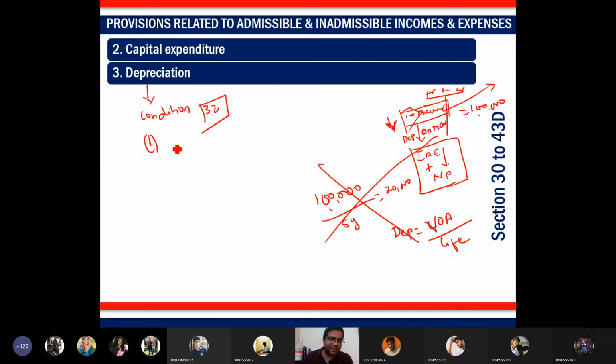So in order to claim depreciation, the first condition is ownership. Assessee should be the owner. Second, which method of depreciation should we follow? We should follow only the written down value method of depreciation. Now you guys know what is written down value method of depreciation.